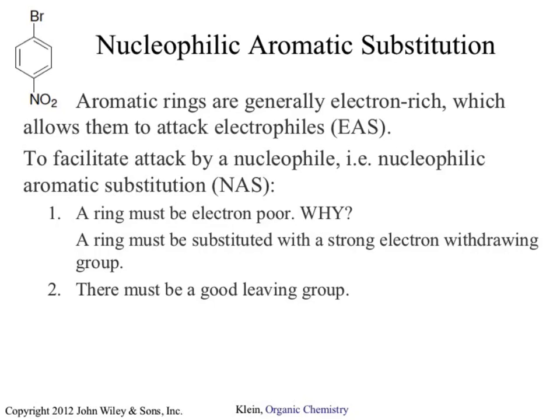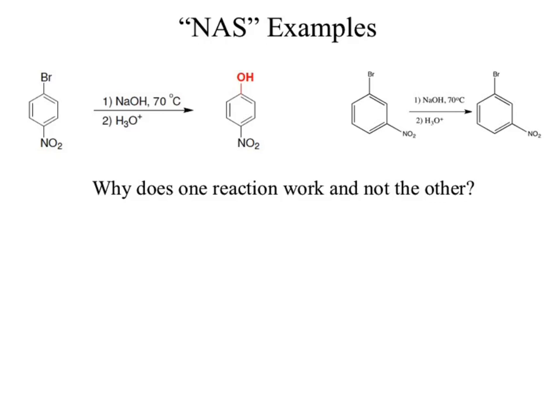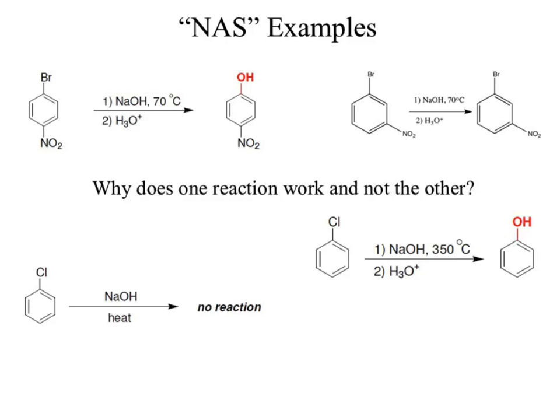We need that good leaving group, that's our halogen. Okay. And we have to have the ortho-para substitution. Why? Ties back to the resonance argument. Okay. The withdrawing group is establishing that leaving group ability. Okay. So why does the reaction work in one case, not the other? Resonance. We'll come back and look at those maybe.